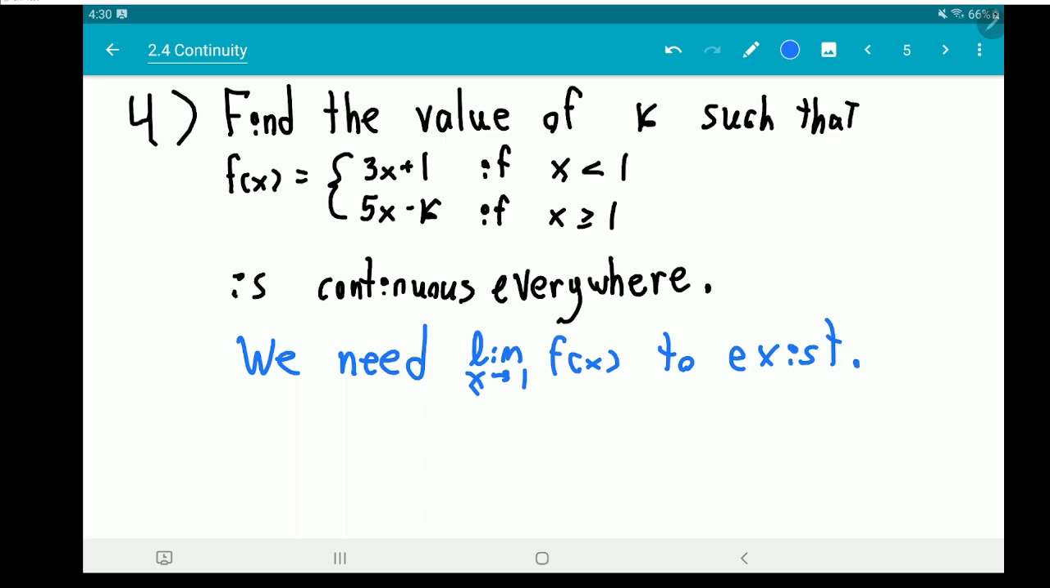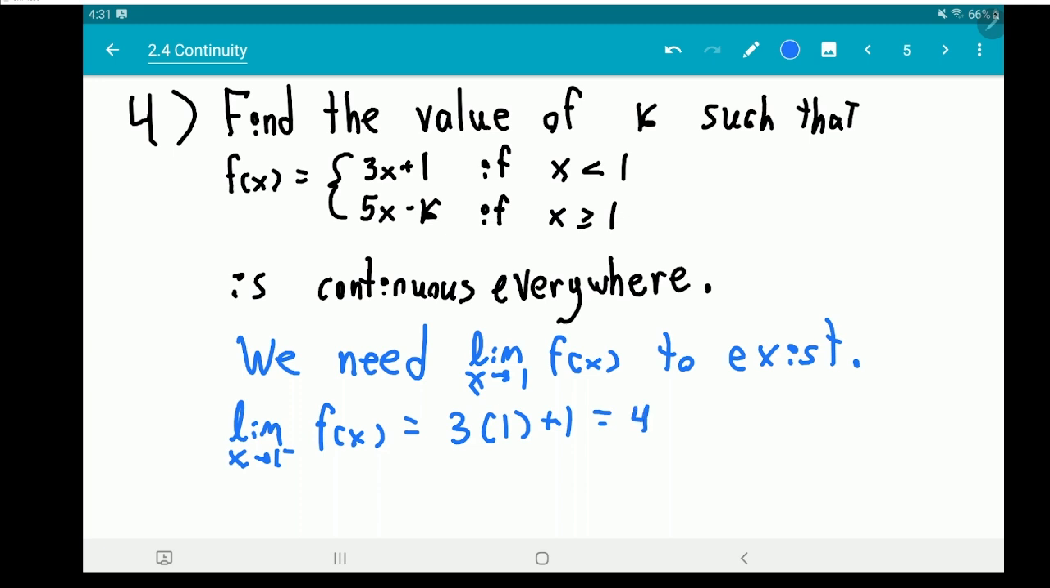And we're very specifically talking about 1 because that's the only thing that could possibly be a problem spot. Everywhere else, I'm always using one of the functions when I get close. And so there's no worry about the limits. But very specifically at 1, I could have a problem. But that's really easily handled. I just check the left limit. 3 times I can plug in 1 plus 1.